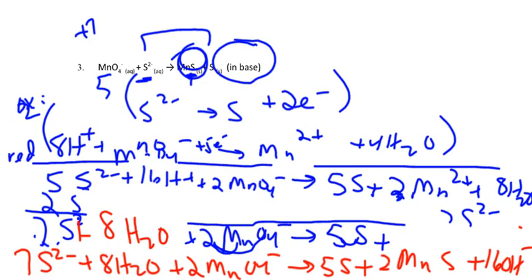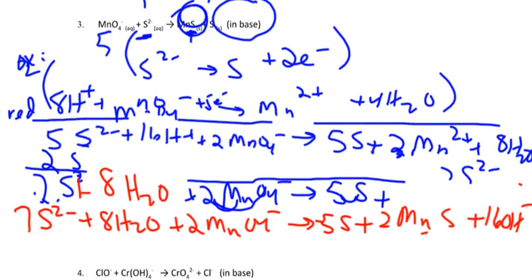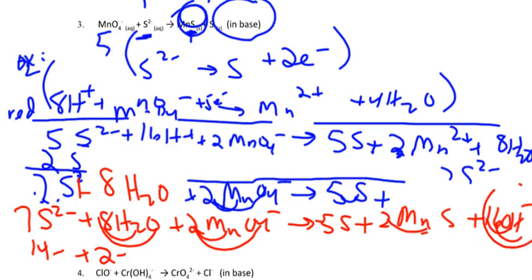Okay, so one more time, let's make sure we're all balanced. I didn't lose anything. I have 7 S's, 5 and 2 make 7 S's. I have 16 hydrogens, 16 hydrogens. I have 8 plus 8 is 16 oxygens, 16 oxygens. I have 2 manganeses, 2 manganeses. Let's check out our charges one more time. I have 14 minuses and 2 more minuses, so it's 16 negatives, and over here I have 16 minuses. So I am convinced I did that right.